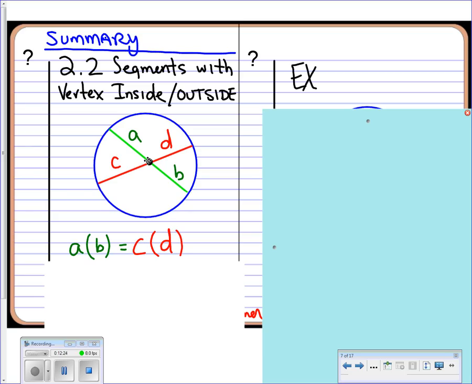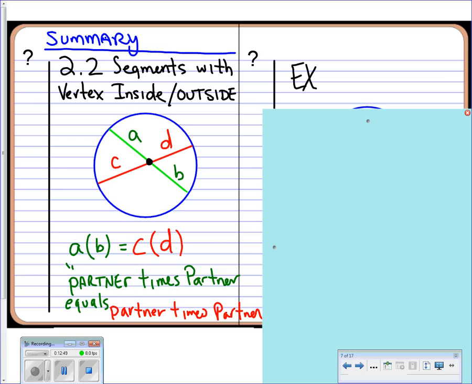Now what we find out is those numbers, whatever those lengths are, be it 15, 18, 5x minus 2, whatever, there's a relationship between these four pieces. And this relationship is expressed in the equation that's down below. If I take one piece and multiply it times its partner, it equals the other piece times its partner. I just like to say a partner times a partner equals a partner times a partner.